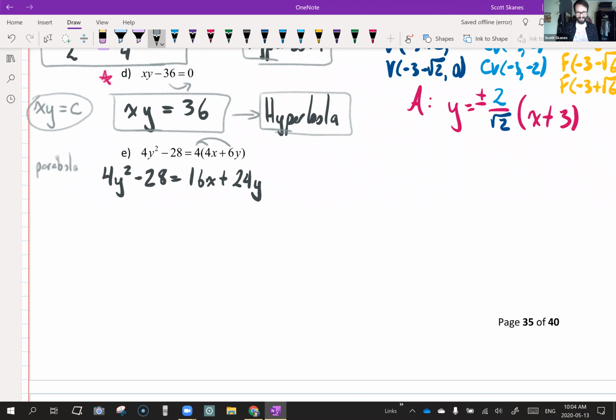That was easy. Parabola, yeah. And the reason we know is that there's a squared here and nowhere else. So we have y squared form.